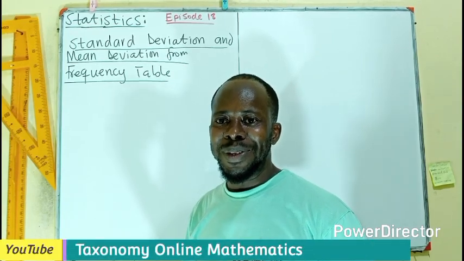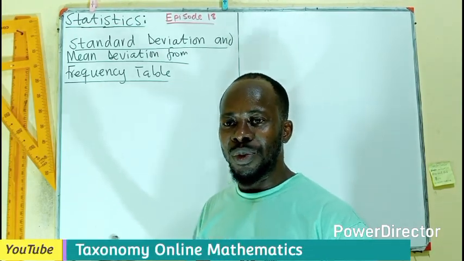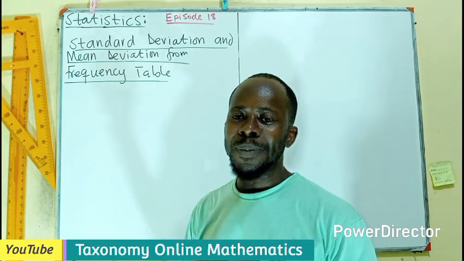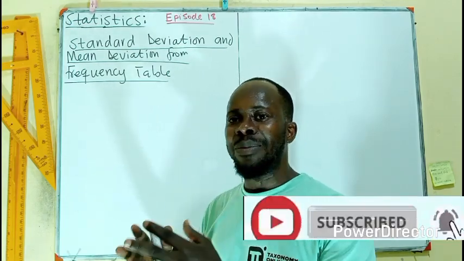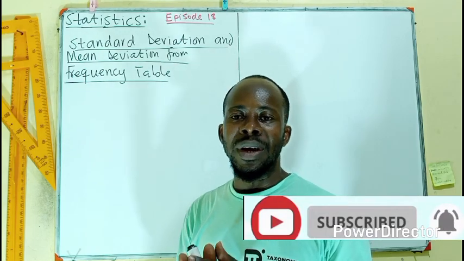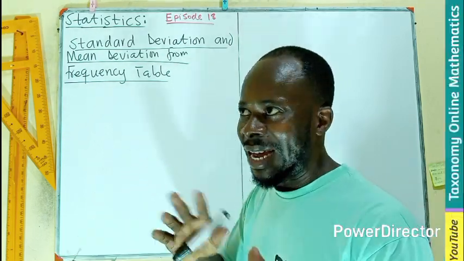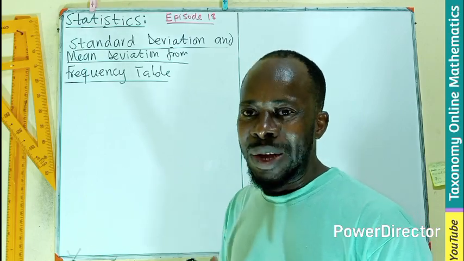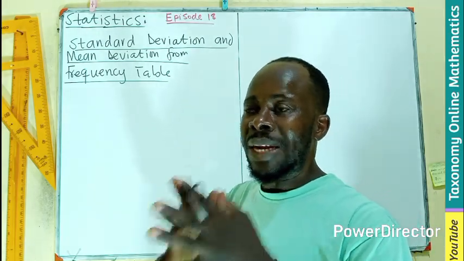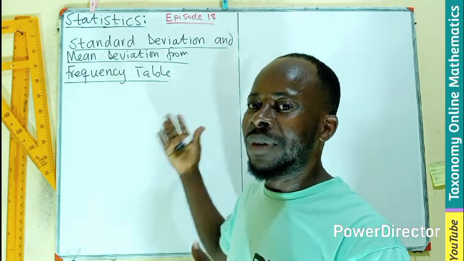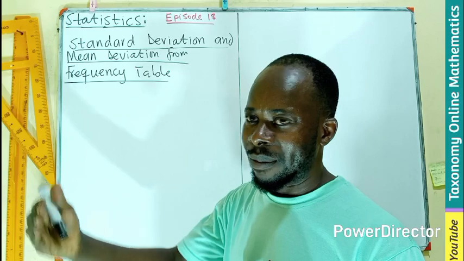All right, welcome to episode 18. We are moving straight to how we can find the standard deviation, variance, and the mean deviation from what? A frequency distribution table. In episode 6 or 7, we discussed how to find the mean, the mode, and the median from the same frequency distribution table. We are just picking it from there.